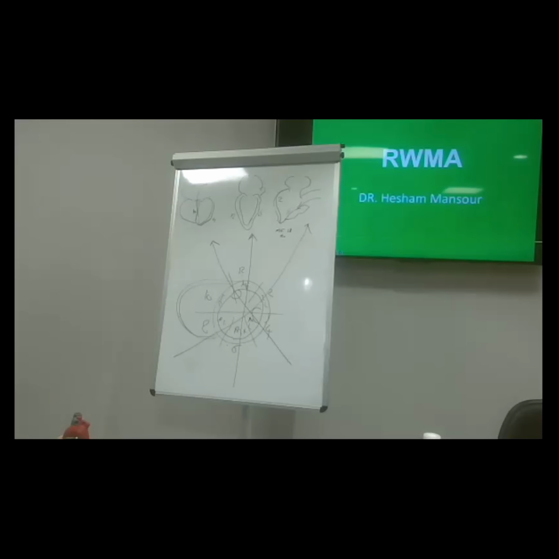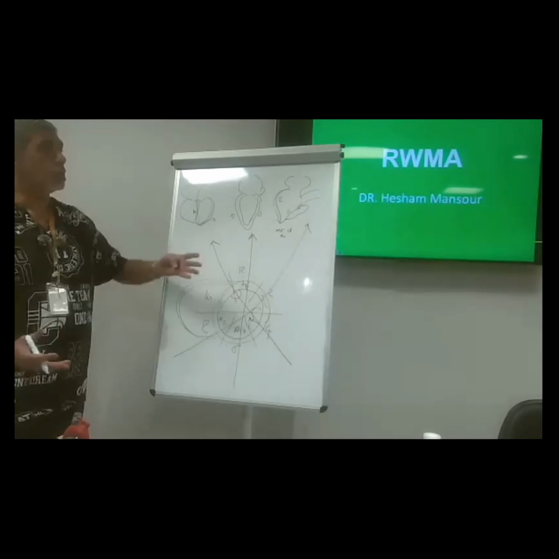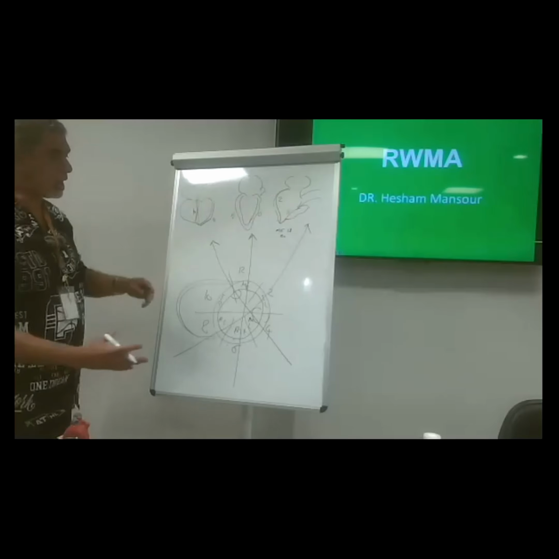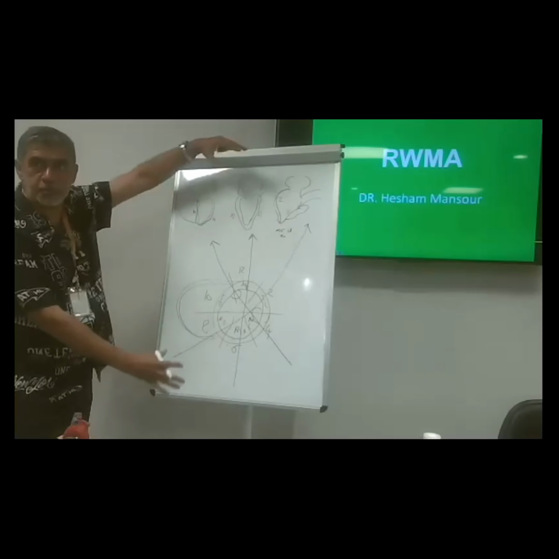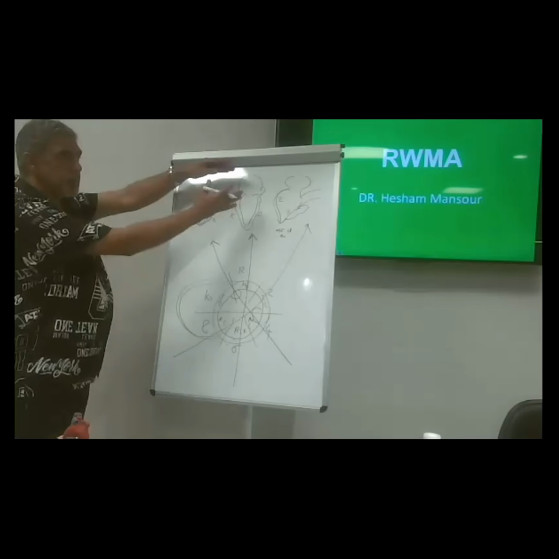Our lecture today is wall motion abnormalities. So we start with wall. Which wall will we describe? Anatomy of the wall. We have short axis views, long axis views, and we have a correlation between them. Which one is which one in the other side?